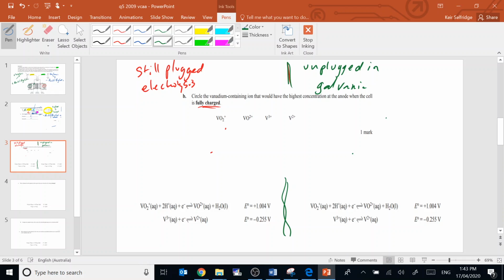people were thinking. So the idea is if it's electrolysis, then it's going to be an uphill reaction. And if it's an uphill reaction, then this is reacting with that.